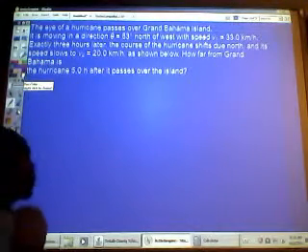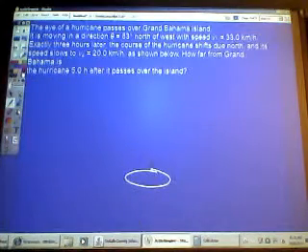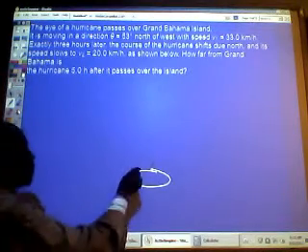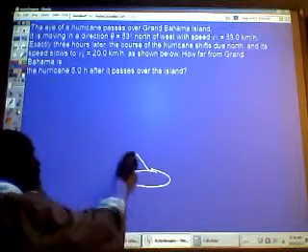I'm not going to draw Grand Bahama Island. Since the eye of a hurricane passes over Grand Bahama Island, it is moving in a direction theta equals 53 degrees, north of west. North of west means? Northwest.